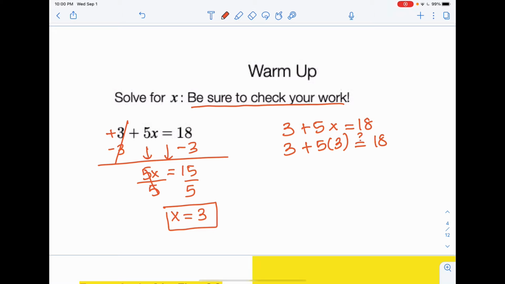And we are checking if the left side of the equation is the same as the right side of the equation in terms of numerical value. 3 plus 5 times 3 will be 15. Is it the same as 18? And then this sum will be 18. Yes. So we got this right. Well done.